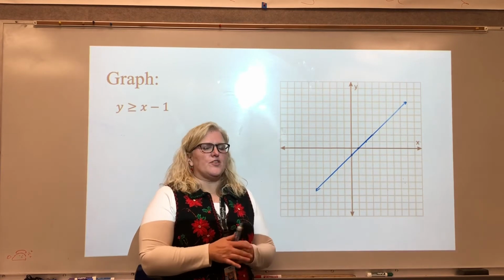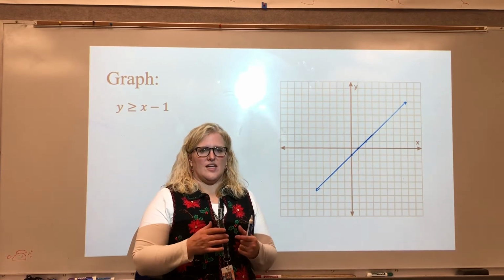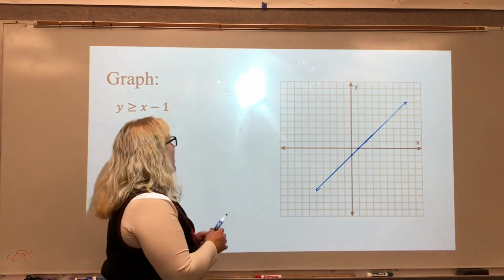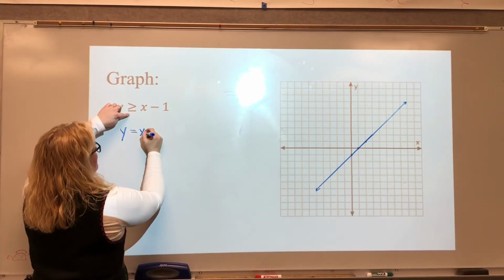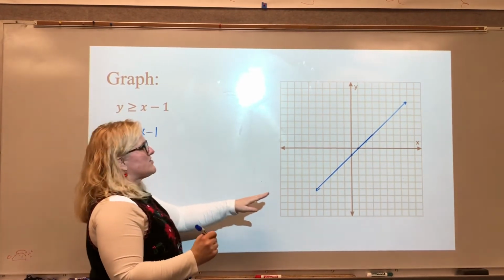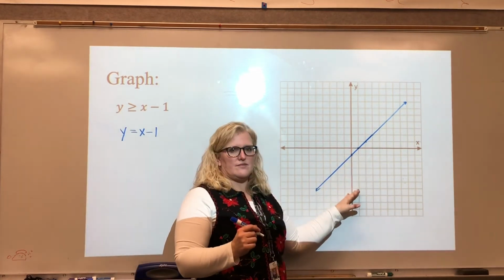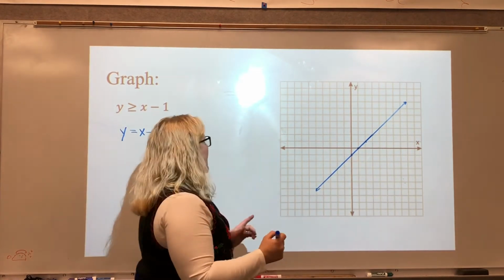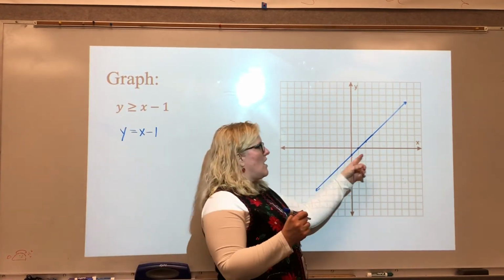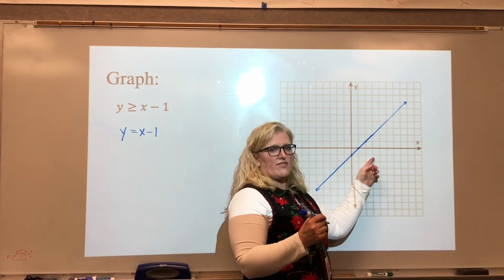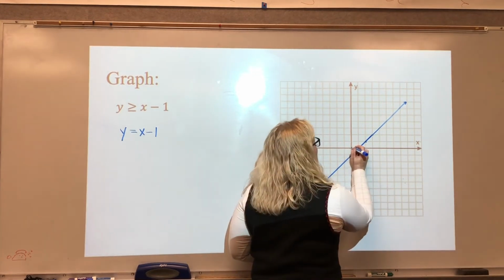Well, the way that you graph an inequality is, first of all, you pretend that this is an equal sign. All right, and it gives me my boundary line. Then what you need to do is pick a point on the graph. I'm going to pick 0, 0.